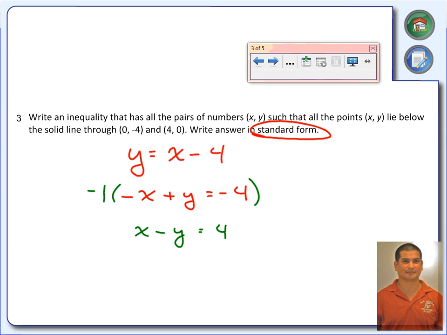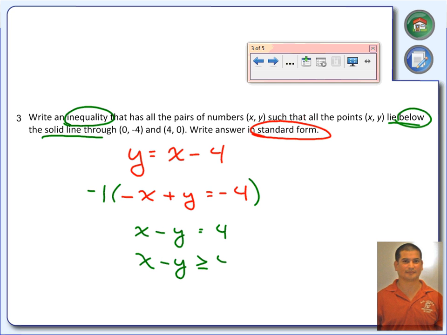Why? Because they asked us to write an inequality. Right now I have an equation. I need an inequality. So, what kind of inequality do I need? Well, first of all, notice it says here, a line that is solid and goes to those points. It's a solid line. So, if it's going to be a solid line, I need an equal sign, but I also need a greater than or less than. All right? So, right over here it says it's going to be below. Below.